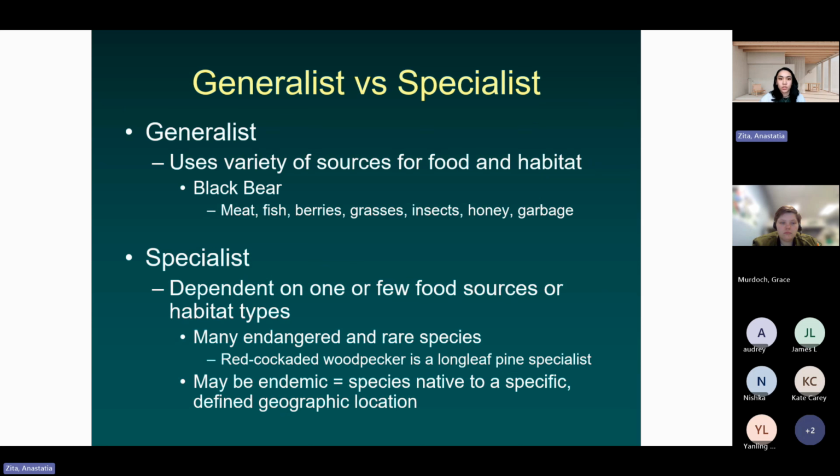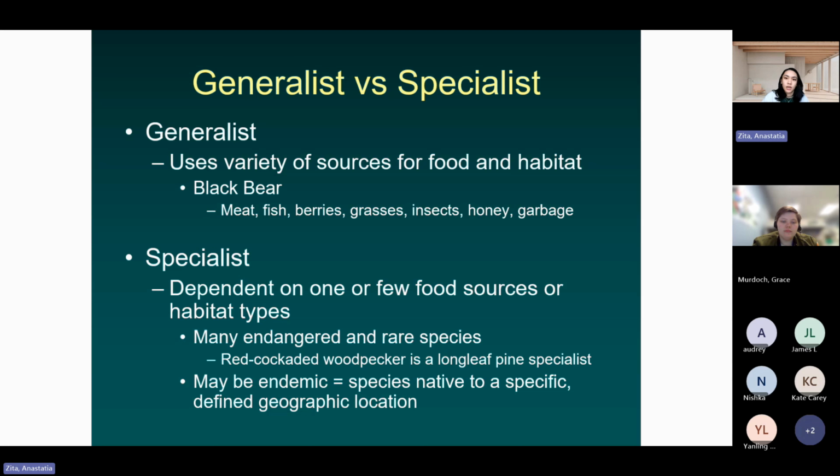When talking about niches, it's important to talk about whether a species is a generalist or a specialist. A generalist species is able to thrive in a wide range of habitats and use a variety of food sources. An example of a generalist species is the black bear, which has a very diverse diet, including meat, fish, berries, grasses, insects, honey, and even garbage at times. Generalist species are often adaptable and can tolerate change in their environment or the availability of resources.